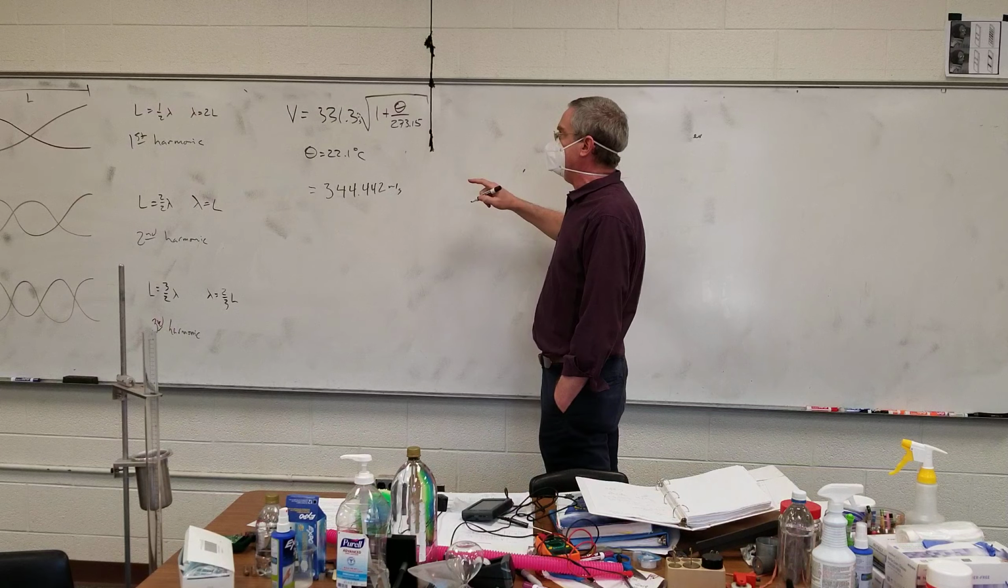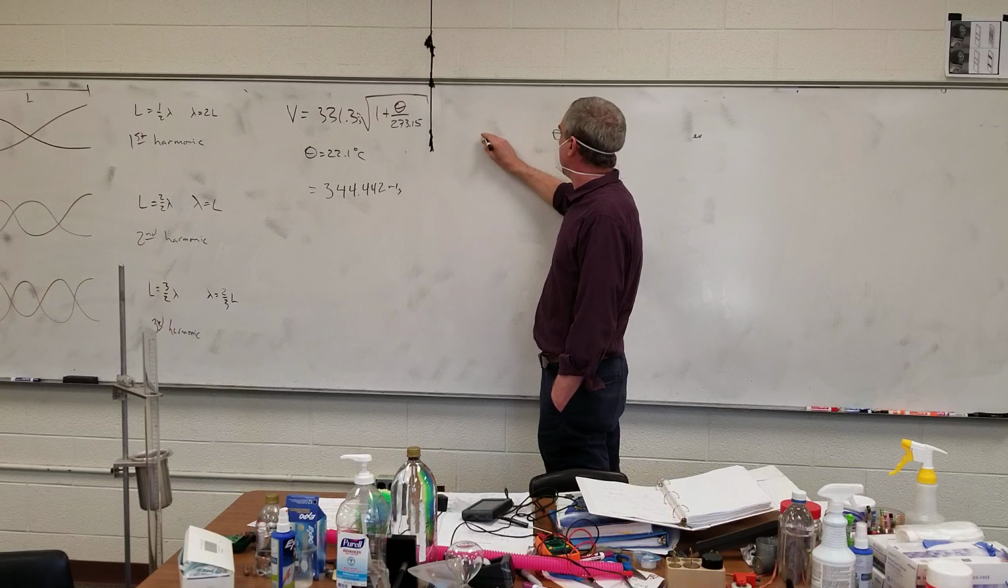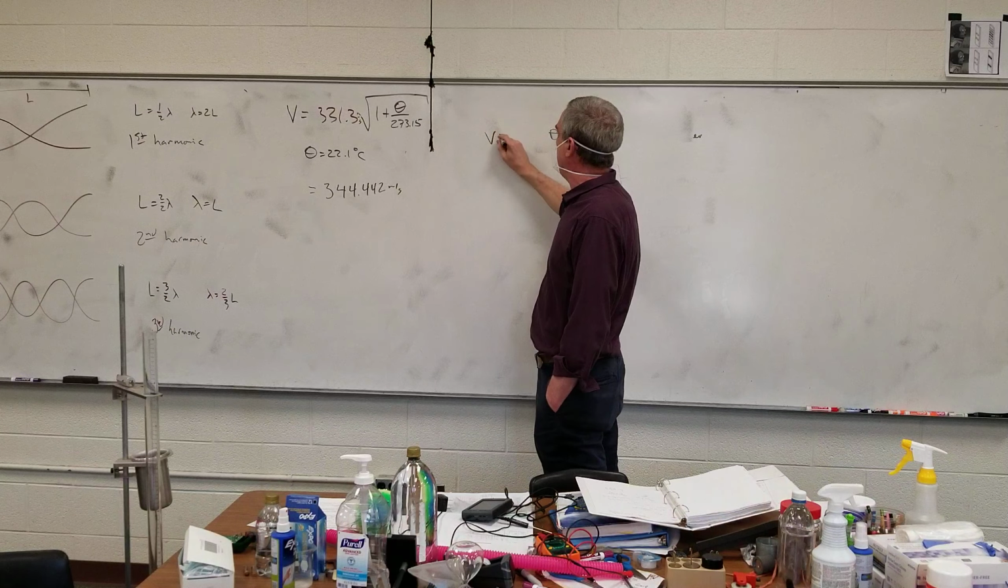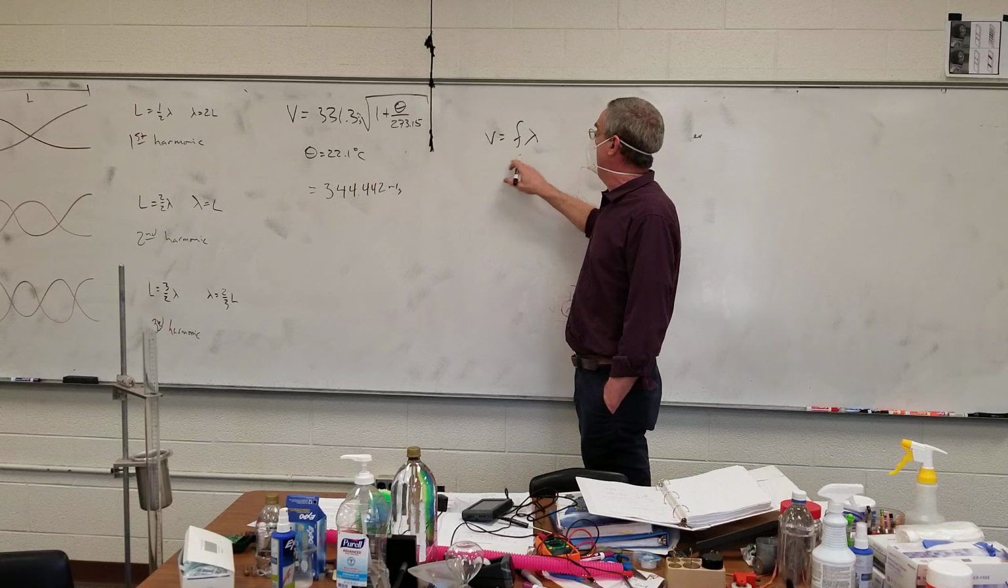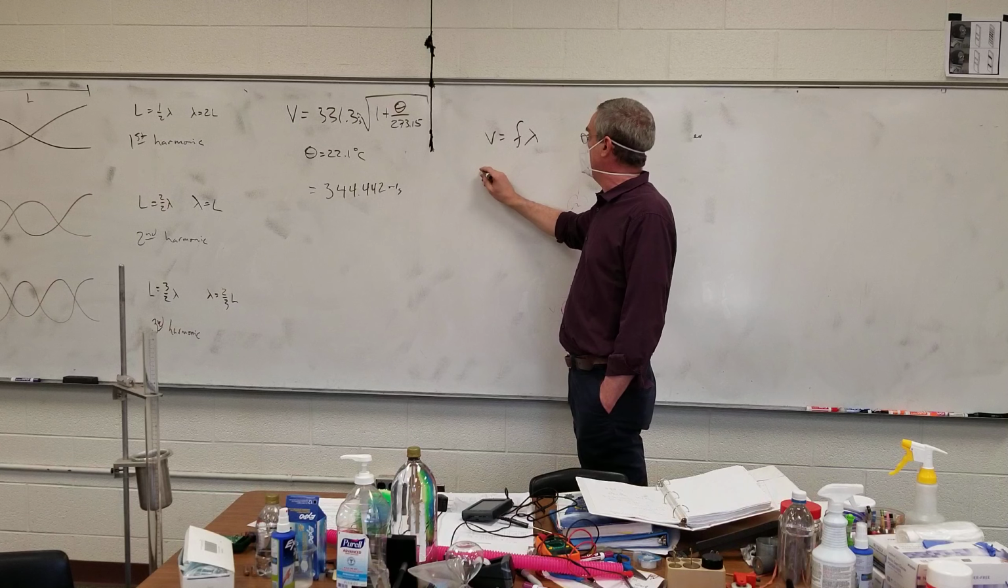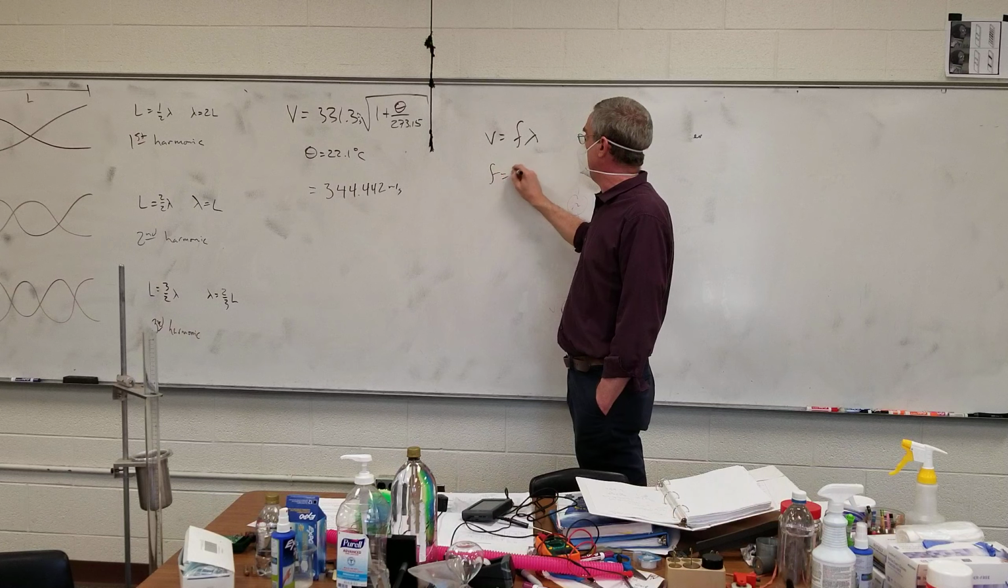All right, so I know that the speed is also equal to the frequency times the wavelength. So we found the speed through independent means, and we're trusting that that is correct. And we're trying to find the frequency. So the frequency is the speed divided by the wavelength.